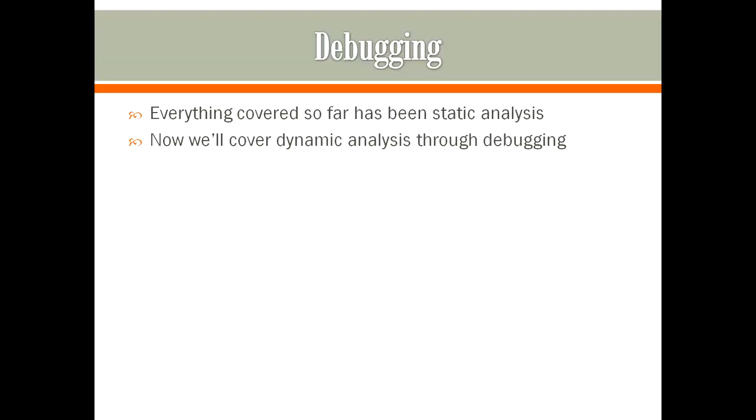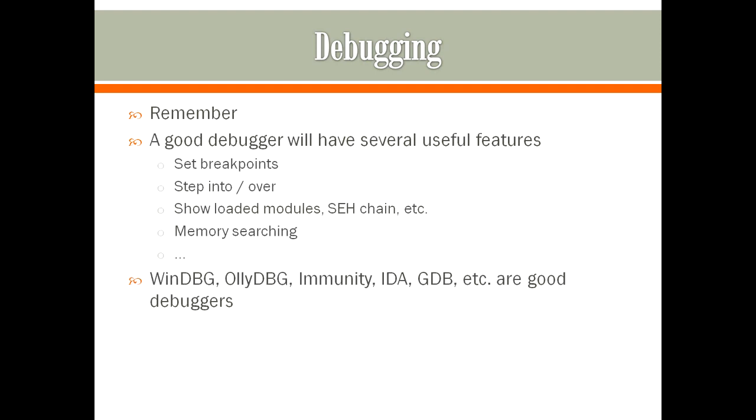Now, let's dive into debugging. We finished covering static analysis, so we'll begin exploring dynamic analysis through debugging. There are common features you will want to utilize when debugging a binary, such as setting breakpoints, stepping into or over instructions, showing loaded modules, the SEH chain, and even memory searching. Common debuggers used for dynamic analysis include WinDebug, OllyDebug, Immunity Debugger, GDB, and even IDA's debugger.